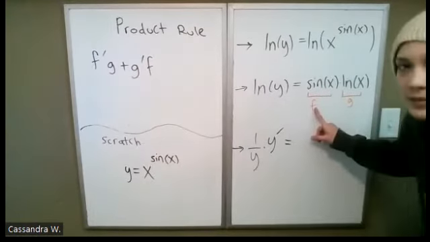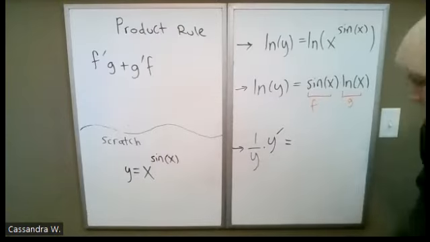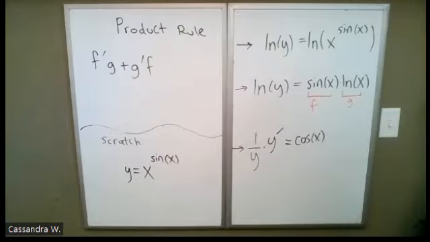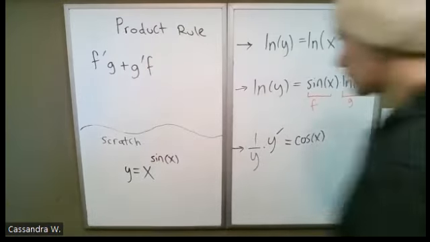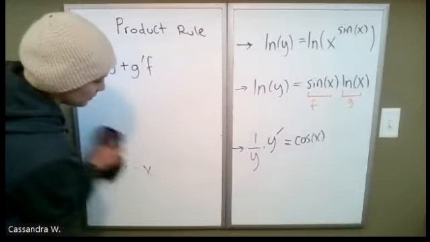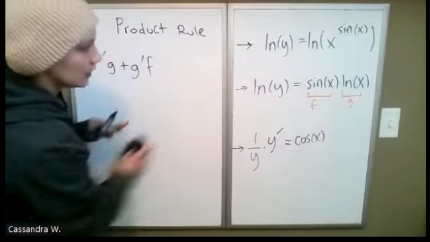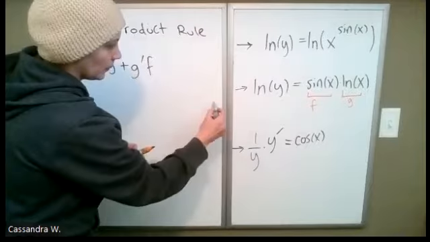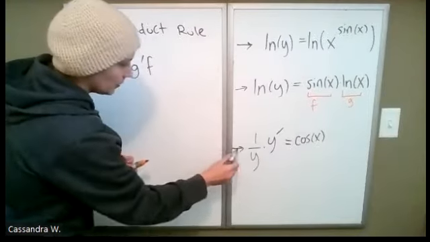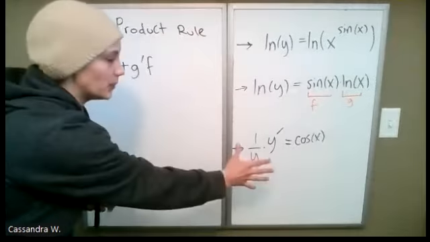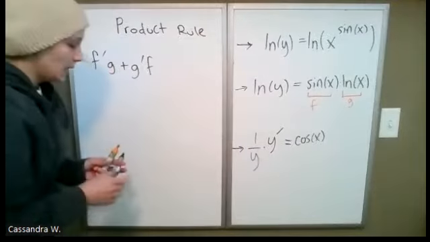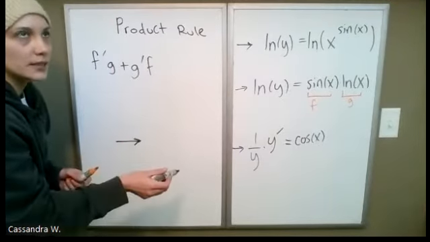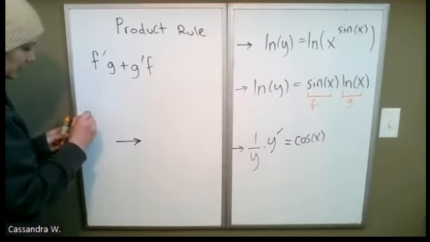So derivative of sine would be cosine of x. Wait, what happened to ln(y)? Because ln(y) became 1 over y times the derivative of y. Where did that come from? Well, yeah, actually, true. I'm going to recopy this down. And this comes from getting the derivative of both sides, or implicit differentiation.